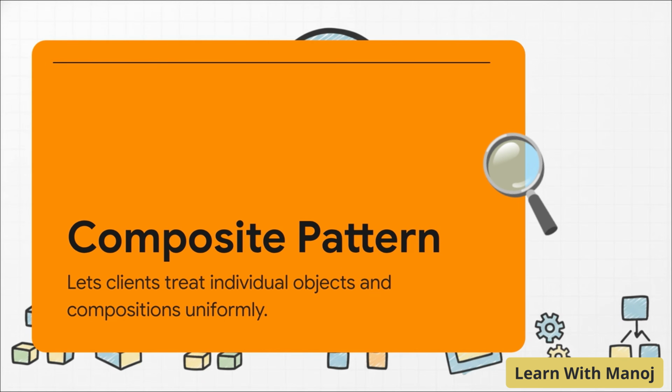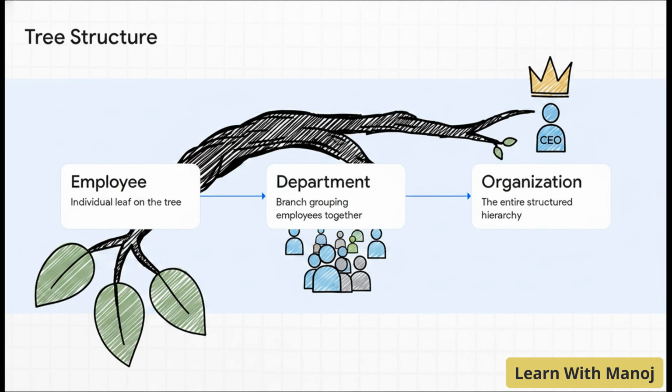You just ask for the salary, and the pattern handles whether it's looking at one person or automatically adding up 1,000 people. Let's physically map this out by building what programmers call a tree structure from the bottom up. Step 1 is our leaf on the tree, the individual employee. Step 2, we group those employees under a manager to create a department. This department is essentially a branch on our tree.